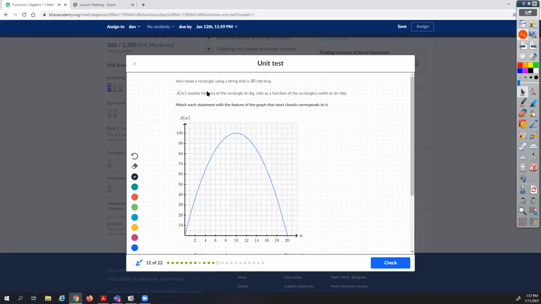All right, it says, Vera made a rectangle using a string that is 40 centimeters long. A(W) models the area of the rectangle in square centimeters as a function of the rectangle's width W in centimeters. Match each statement with the feature of the graph that most closely corresponds to it. Okay, there's a lot of words there. So let's take a look at what options are given.